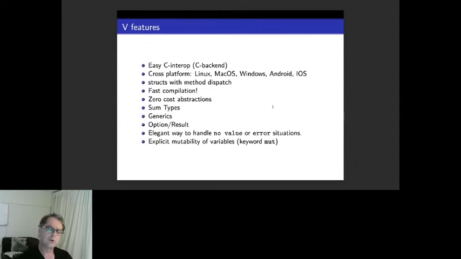So this is just a summarization of the website: zero cost abstractions, sum types, includes generics, which is one improvement upon Go, although Go is getting generics too. Has this option result thingy, including an elegant way to handle non-values or error situations. And there is explicit mutability of variables using the keyword mut.